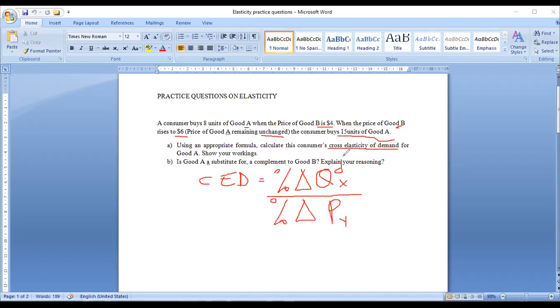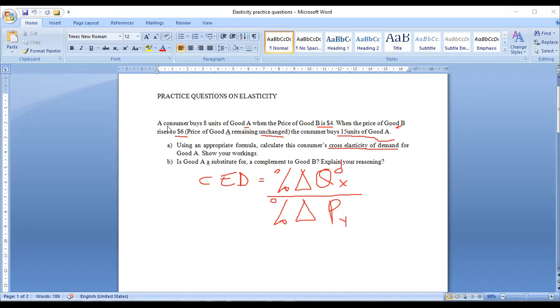So with the cross price elasticity, we have two goods. Now they've given us good A and good B, so we have to determine what is X and what is Y according to our formula.